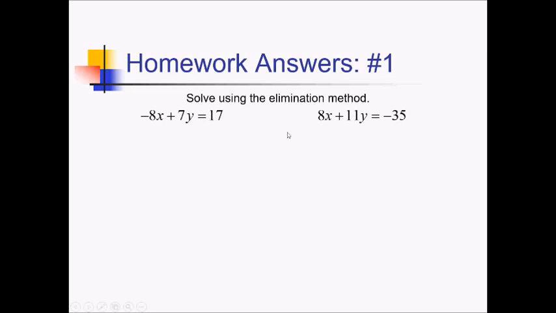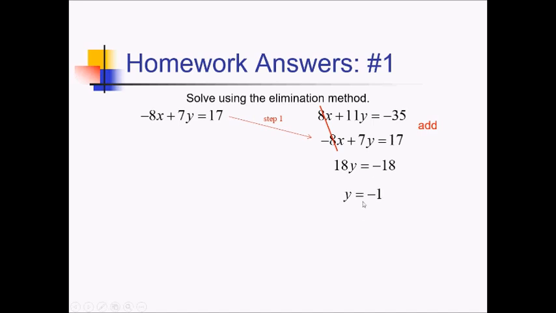So my first actual step, I'm just going to rewrite this first equation under the second one, or vice versa. It doesn't really matter which order we do this in. And I'm just going to add these two equations together. So on the left side, the 8x and the negative 8x are going to cancel. And then all that's left is 11y plus 7y, which is 18y. And on the right side, negative 35 plus 17 gives us negative 18. Dividing by 18, we get y equals negative 1.